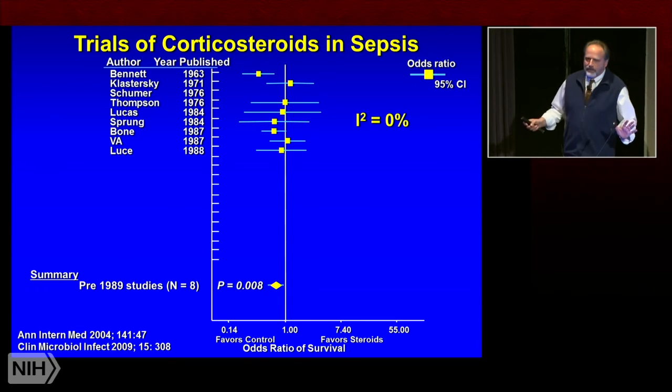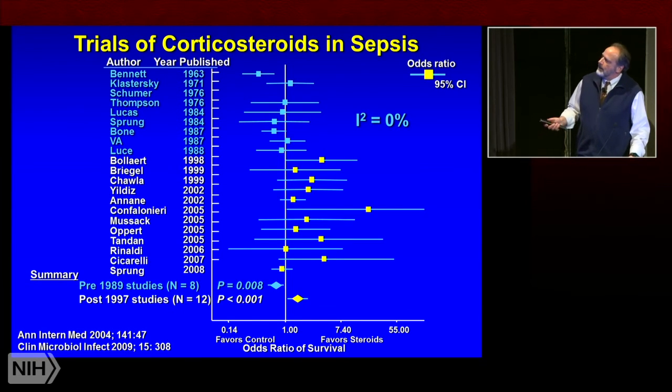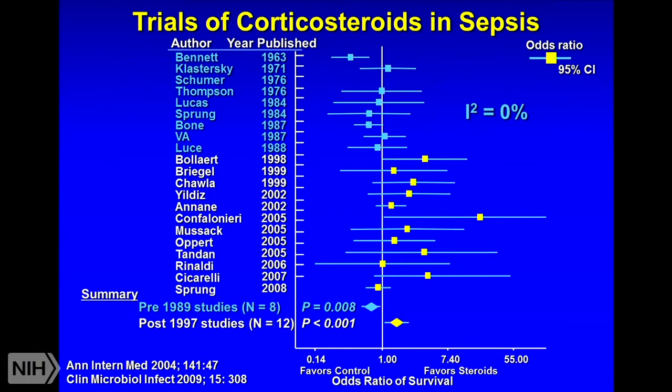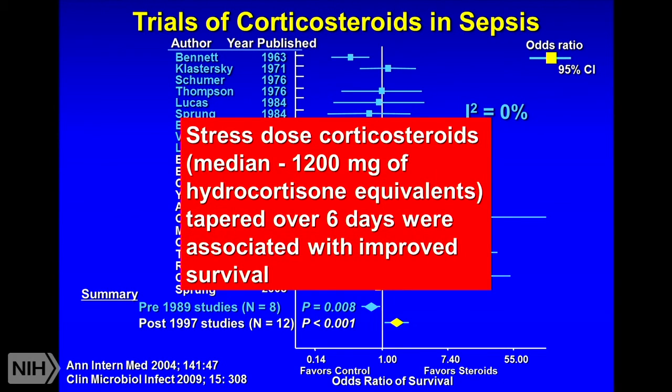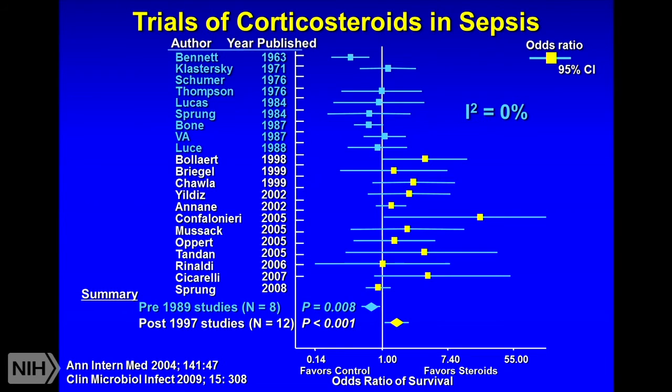So 10 years later, mostly in Europe, people started studying them again. And you find now that there's a very different appearance than this one. And there's a significantly beneficial effect now. And the first thing you should ask me is what the I-squared is. So stress dose steroids, much lower doses, tapered over 6 days, given over longer courses, improve survival.